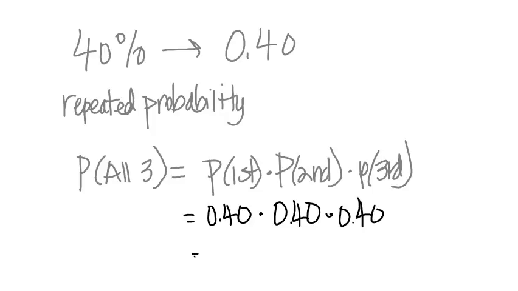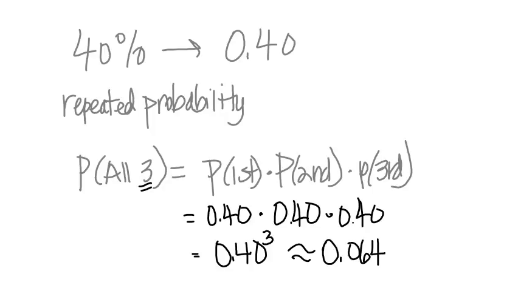So really this ends up being 0.4 cubed because we picked 3 people. And then this is going to give us 0.064 chance, or a 6.4% chance that we pick 3 people out of randomness that have stress.